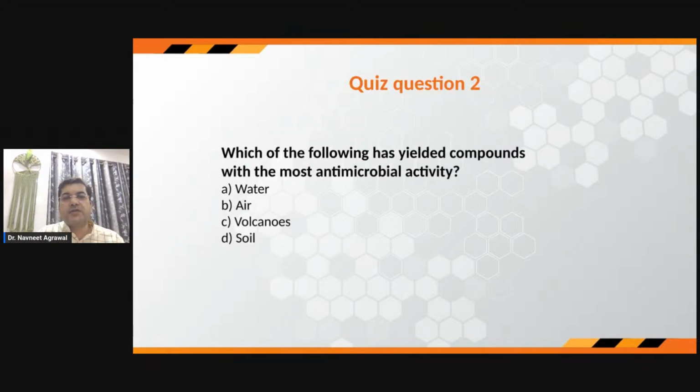The second question is, which of the following has yielded compounds with the most antimicrobial activity? Water, air, volcanoes, and soil. Compounds with the most antimicrobial activity. Our five elements: earth, water, sky, air. So, which of the following has yielded compounds with the most antimicrobial activity?